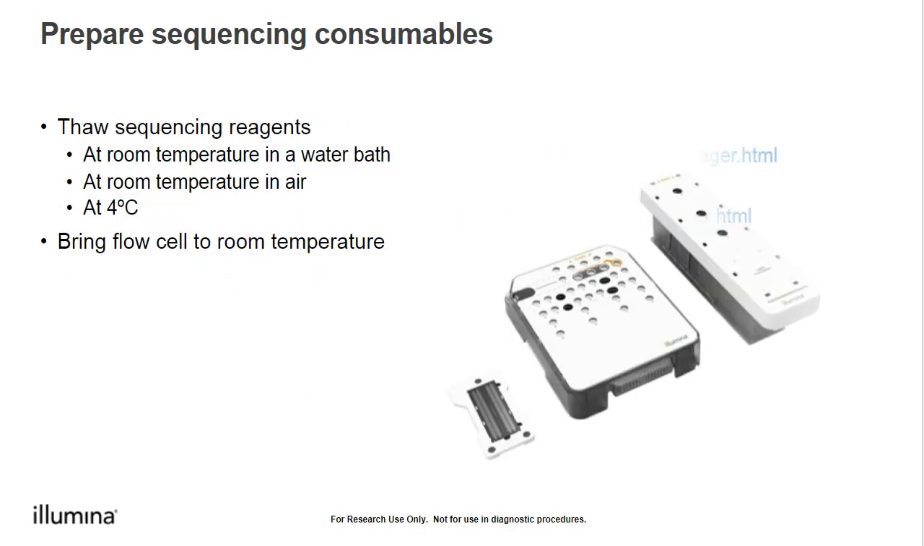So now we will go ahead and prepare the sequencing reagents. We will thaw any frozen components first. We have thawing recommendations in the system guide for each sequencer. We will then move the flow cell out of 4-degree storage and bring it to room temperature. We have a bulletin that gives information on how to thaw and store sequencing reagents for optimal performance, and I will include a link to that in just a few slides.